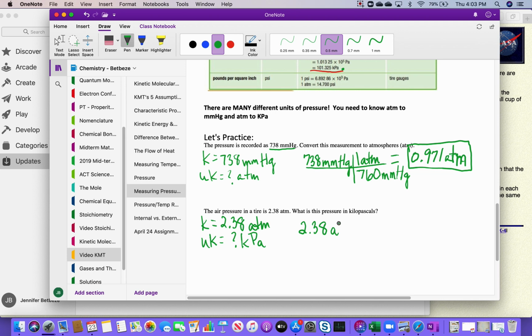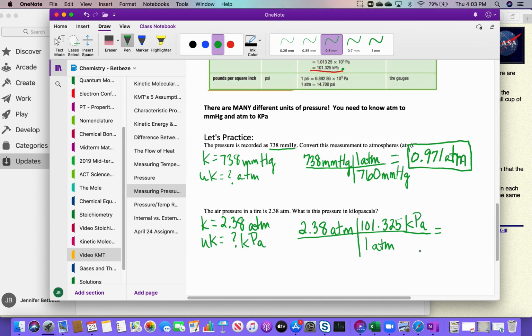2.38 atmospheres. And we have a different conversion factor we're going to use here. So in 1 atmosphere, we have 101.325 kilopascals. This conversion factor always reminds me of a radio station, 101.325, and that's kind of how it helps me to remember what the value is.